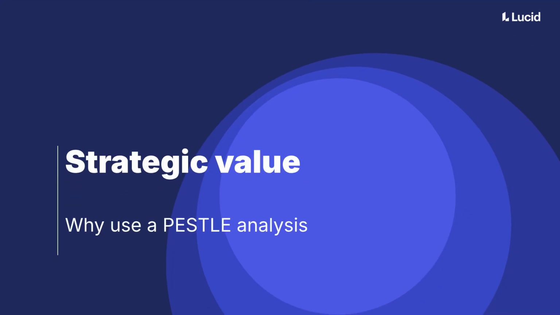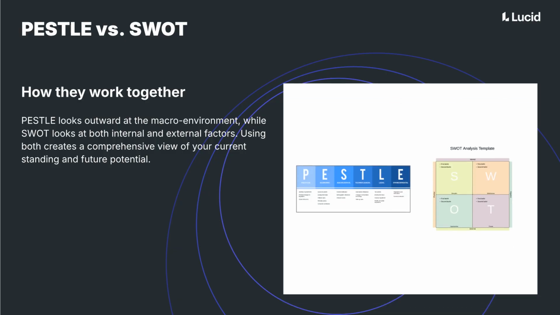You might be wondering, why use a PESTLE analysis? It helps you stay proactive rather than reactive, ensuring your strategy accounts for risks and growth opportunities in the broader market. Let's look at PESTLE versus SWOT, how they work together. While PESTLE focuses on the external environment, SWOT looks at internal strengths. Using both ensures your strategy is truly comprehensive.